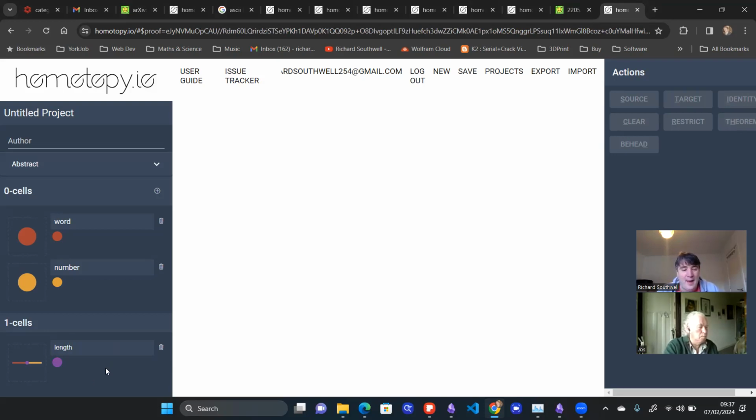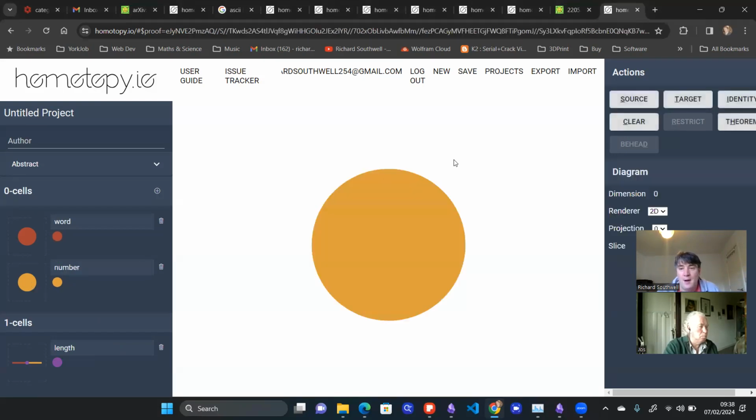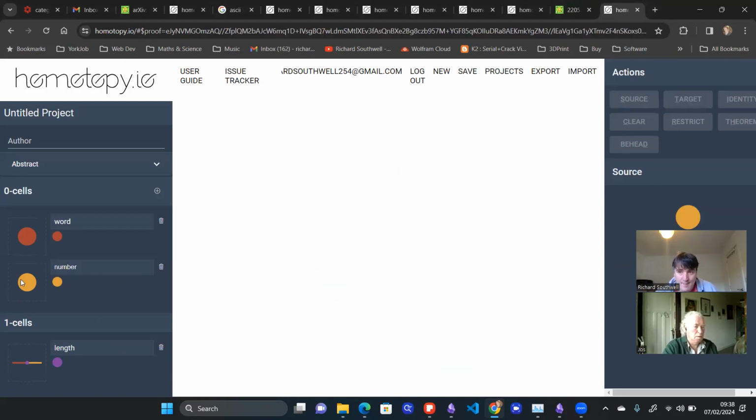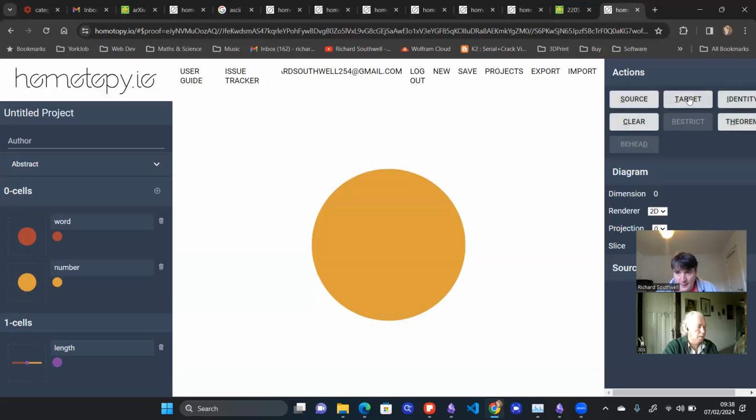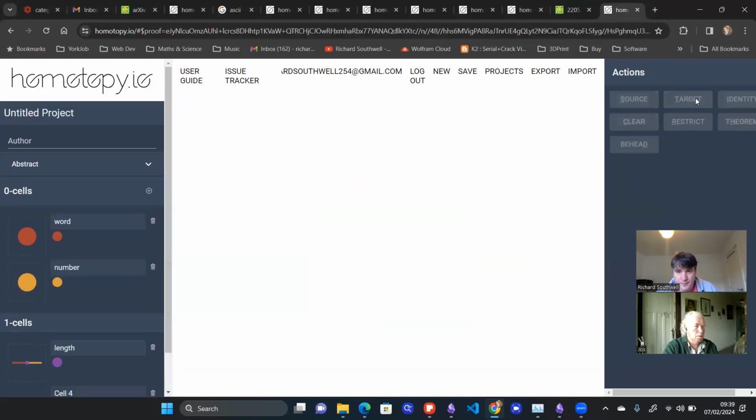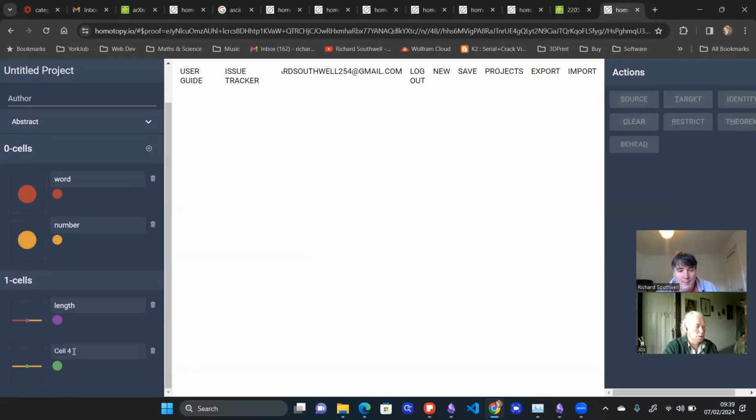We give this a name, we call it length. Then we want to make another one cell, which is our times 2 thing. That should go from number to number. So if we click on number and then click on source, that tells us the source should be number. Then we click on number again and click target. Now we've made a one cell, which we could call times 2, which has a source of number and a target of number.